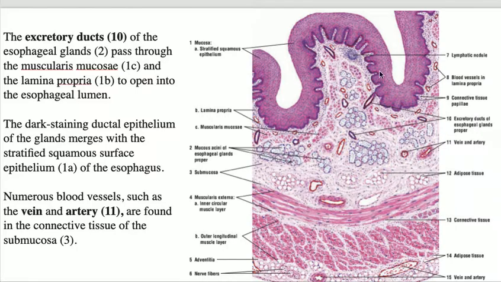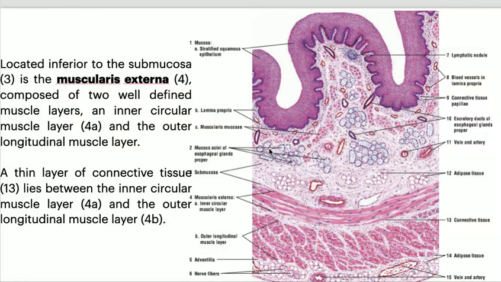The dark staining ductal epithelium here, this is the ductal epithelium, merges with the stratified squamous surface epithelium of the esophagus. Here is the merging, and there are numerous blood vessels found. This is a venule, this is an arteriole in the connective tissue of the submucosa.